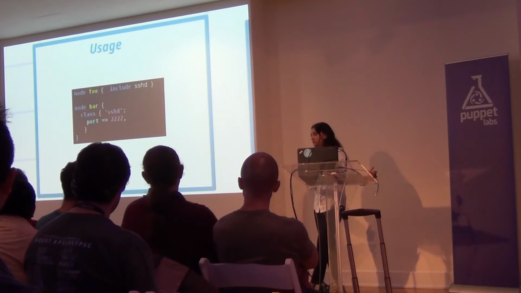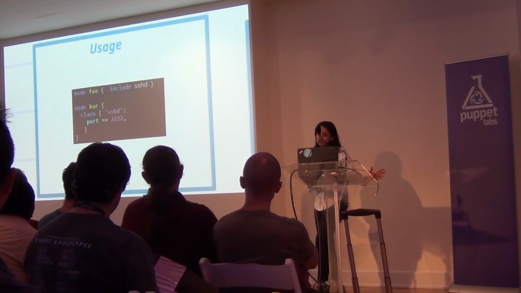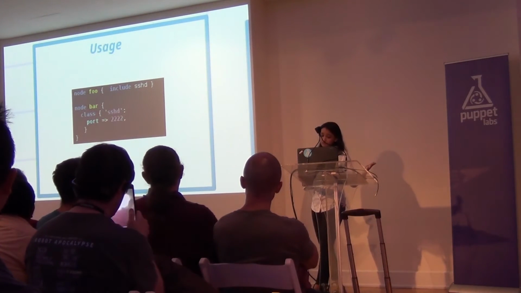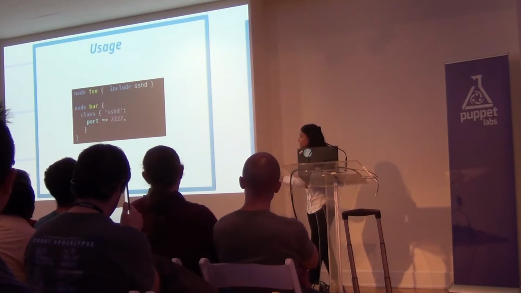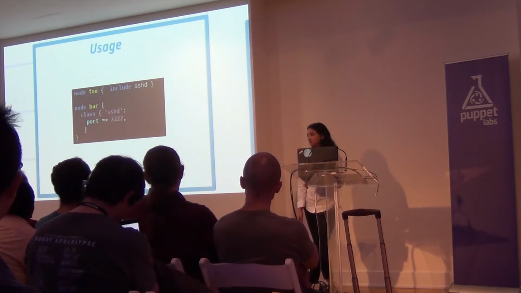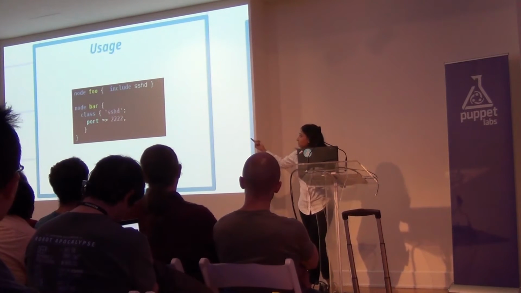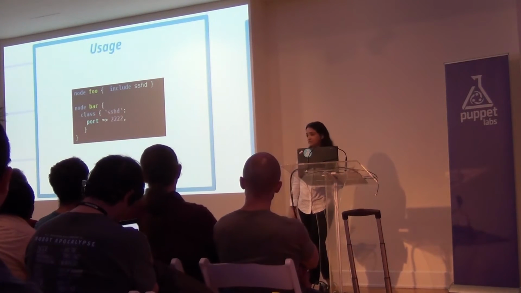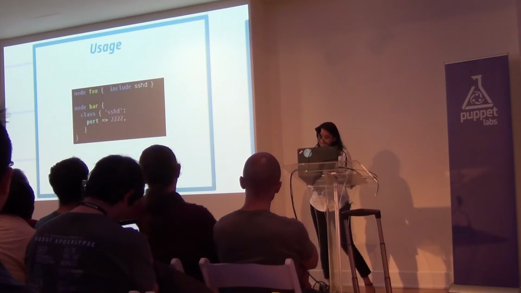So on nodes where we don't care which port it runs on or other values, we just use a node definition and include sshd. And on a different node which needs to run SSH on a different port, we use the same syntax to specify the port number as the parameter.